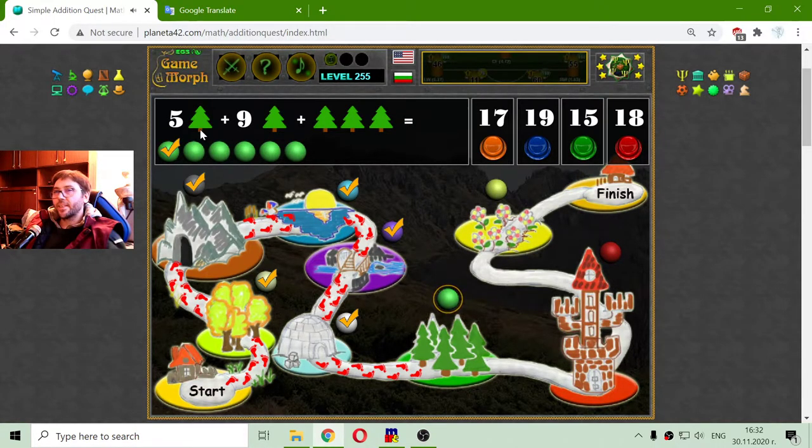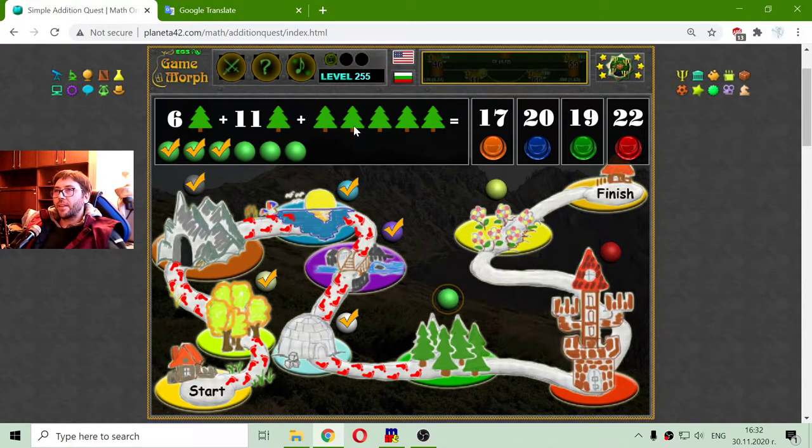Pine trees. 5 pine trees plus 9 pine trees is 14 pine trees. Plus 3 more. This is 17. Yes. I haven't made a mistake yet. It was a lot of counting today, but practice makes perfect, you know. Now we have 10 pines plus 4 pines plus 4 pines. That is 18 pines.